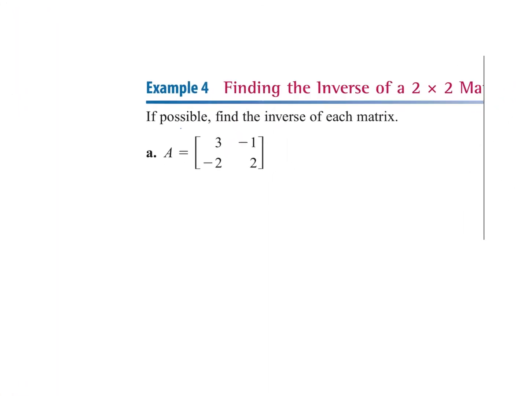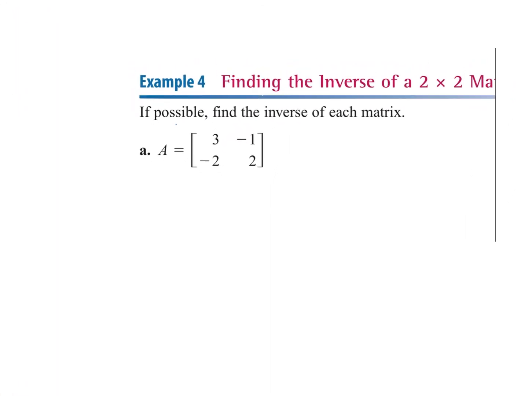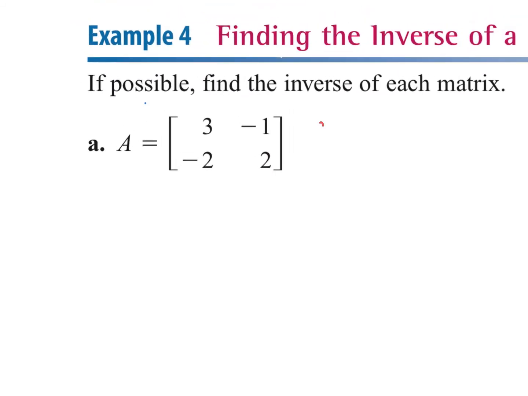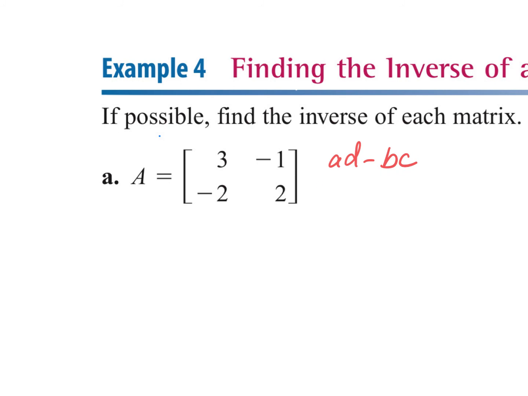Let's do this first one, A. All right, it says find the inverse if possible. That means it may not be possible. So first thing I'm going to do is find my value of A times D minus B times C. What am I going to multiply together? 3 times 2 minus what?